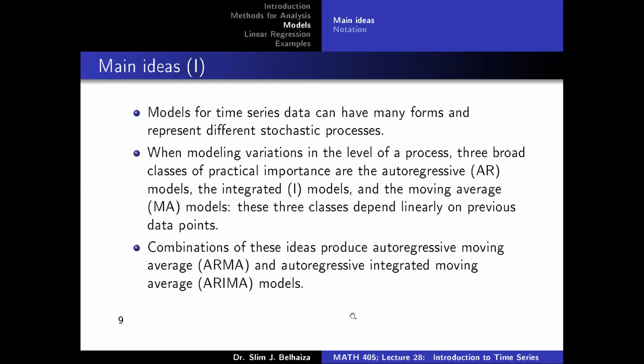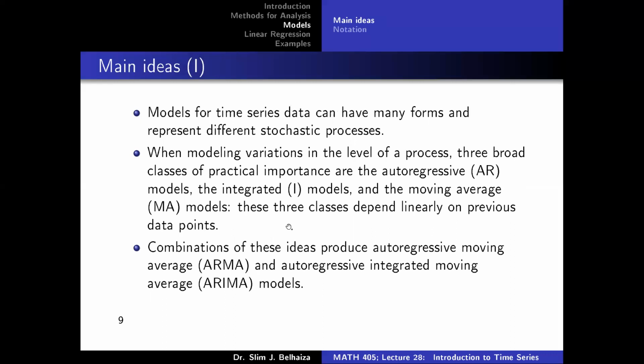Now I'll talk about the main models we have for time series analysis. Models for time series data can have many forms and represent different stochastic processes. When modeling variations in the level of a process, three broad classes of practical importance are the autoregressive, which we may note by AR models, the integrated, which we note by the I models, and the moving average, which we may note by the MA models.